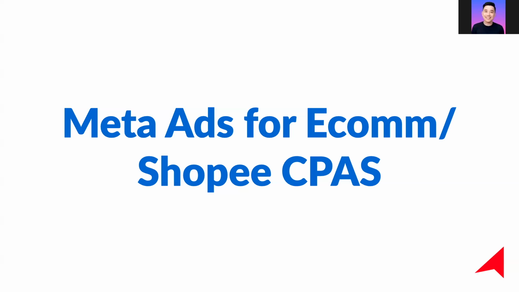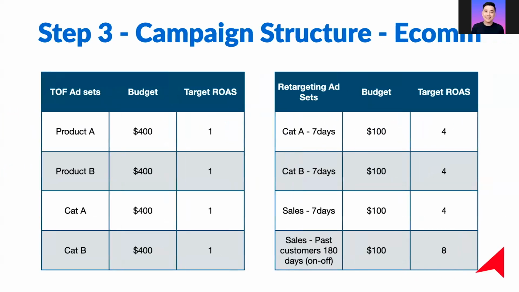So the strategy that we were talking about here is actually the skeleton of the strategy where we will be running ads. Now on the left-hand side, as you can see, it's the top of funnel ads. We would have product A, product B, category A, category B. So essentially, it could be a single product ad or it could be a single category ad as well.